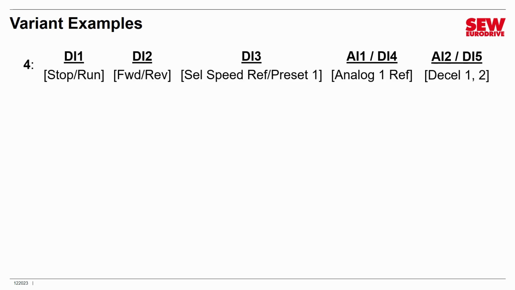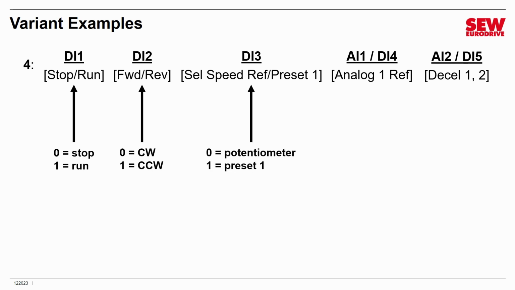All right, one final variant example, and then we're done with looking at these. We'll look at variant 4. Again, digital input 1 is that enable-disable signal. Digital input 2 is still a standard direction control. Digital input 3 selects between two choices. If you put a 0 into it, it will use potentiometer speed control. And if you put a 1 in there, it will use preset speed number 1. So you have a choice between variable speed with potentiometer and a fixed speed preset 1.